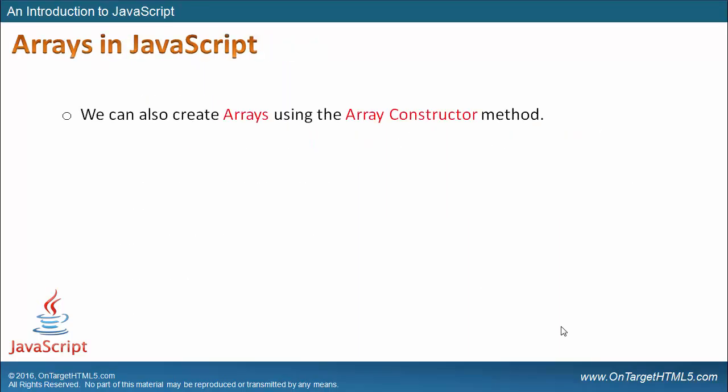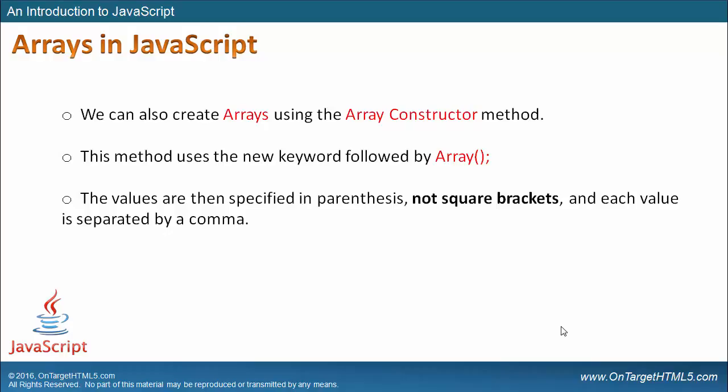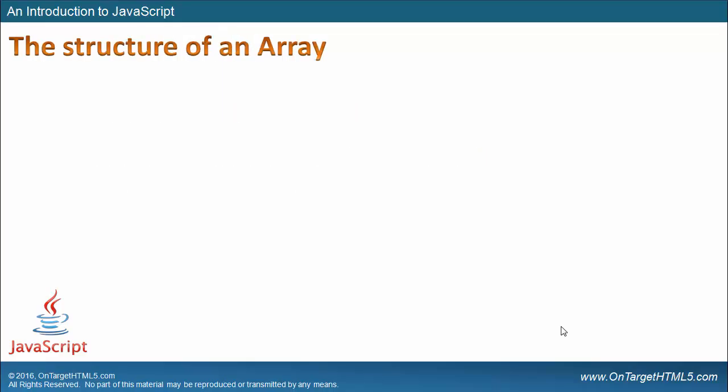We can also create arrays using what's called the array constructor method. This method uses the new keyword followed by Array. The values are then specified in parentheses, not square brackets, and each value is separated by a comma. So they have a little bit in common, but the biggest difference here is that inside the array constructor we use parentheses, we don't use square brackets. And keep in mind, this is not the preferred method. The preferred method is the one we just looked at. We'll demonstrate both, by the way, in the lab.